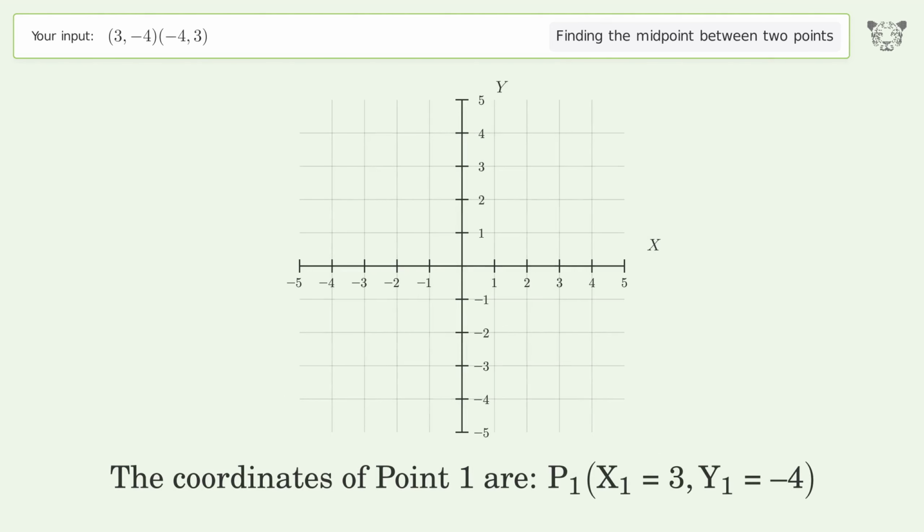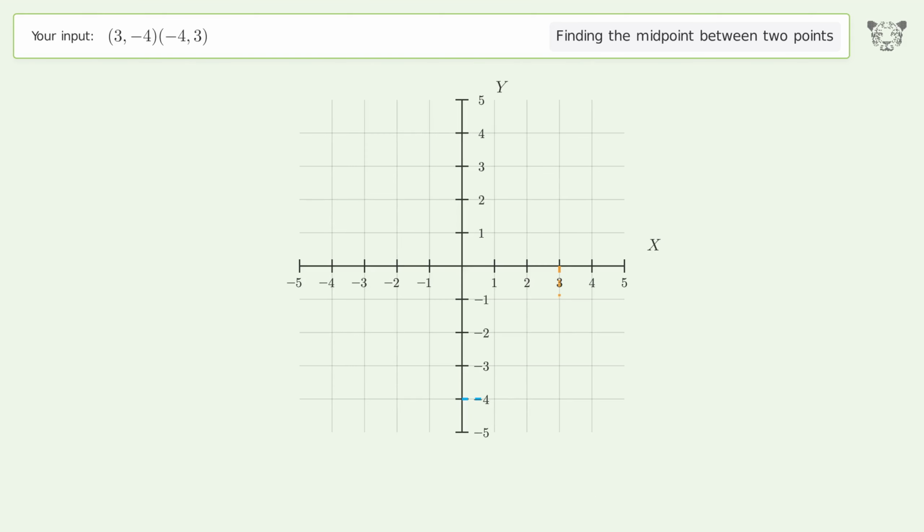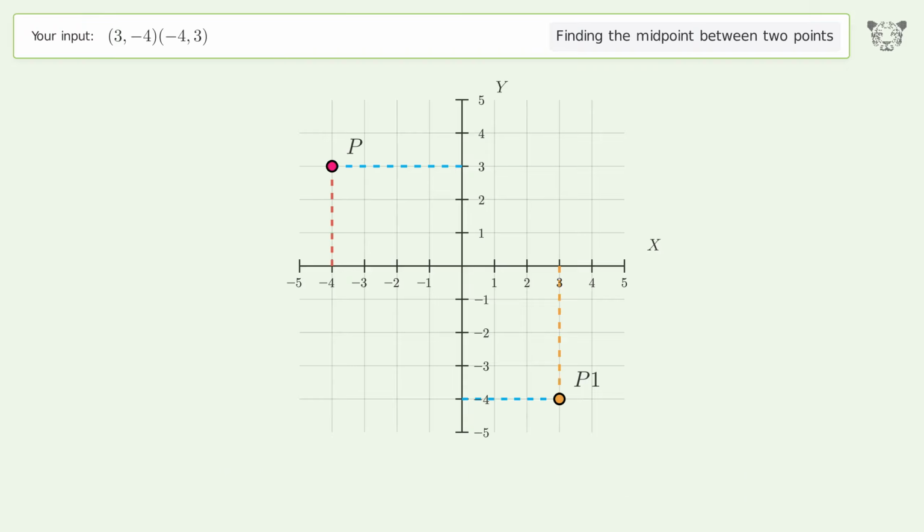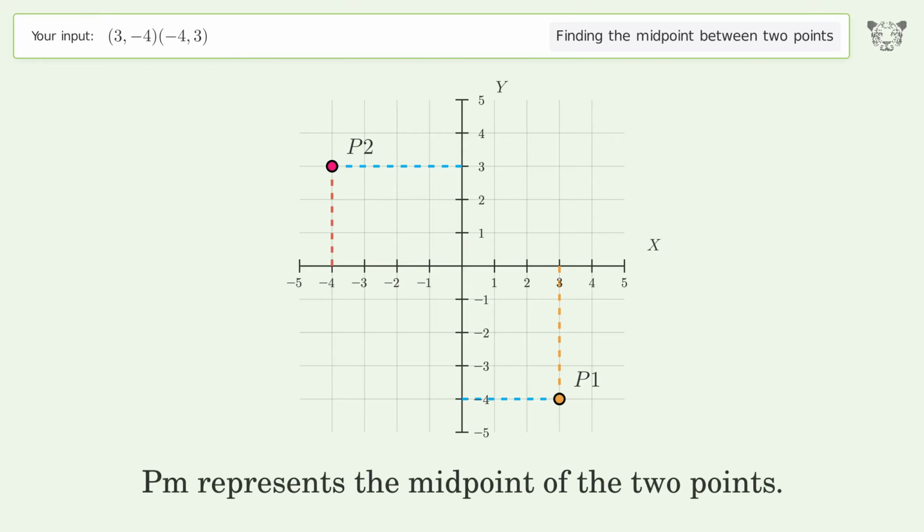The coordinates of point 1 are x1 equals 3, y1 equals -4. The coordinates of point 2 are x2 equals -4, y2 equals 3. PM represents the midpoint of the 2 points.